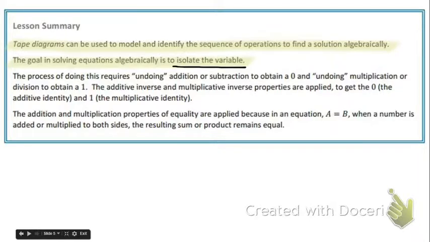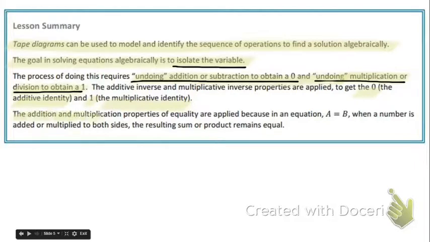The process for doing this requires undoing addition or subtraction by obtaining a 0, and undoing multiplication or division to obtain a 1. So when we undid addition or subtraction to obtain the 0, we subtracted away our known. When we knew the first hour in the problem we just did was $10, we had to undo it. We took it away. When we undo multiplication or division, we have to obtain 1, we are just dividing by that number. So if we had 5n equals 100, if you remember, we divided by 5 because we're trying to undo that multiplication, get it down to 1. We want 0, the additive identity, or 1, the multiplicative identity.